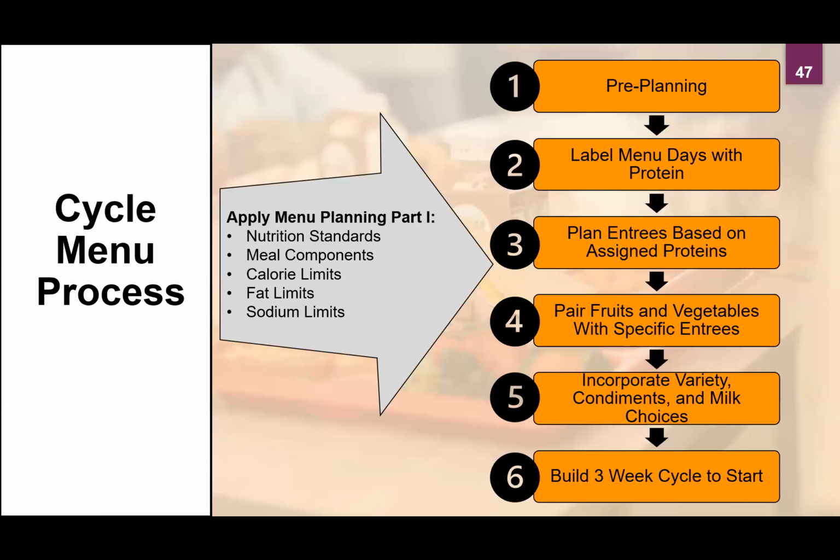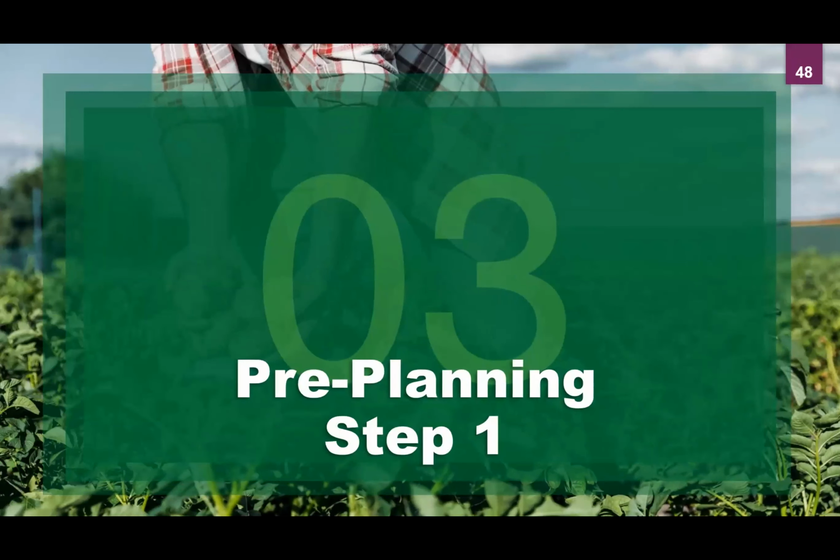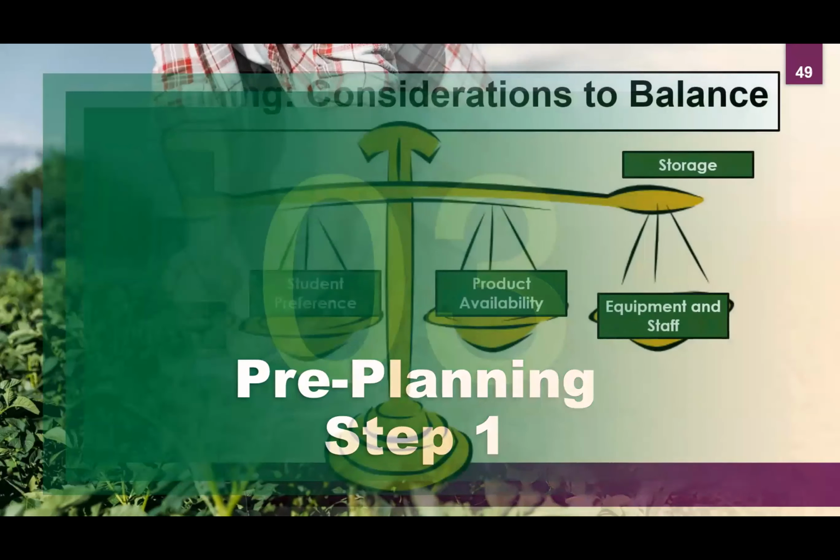So when you do your menu cycle, you're applying the menu planning that we learned in part 1: your nutritional standards, meal components, calorie limits, fat, and sodium. The first thing you do with pre-planning is label your menu days with the protein you're going to offer, your meat alternate. Then you will assign the entrees to those proteins, pair them with fruits and vegetables, and then incorporate your condiments and milk. So let's take a look at that. This is, again, pre-planning.